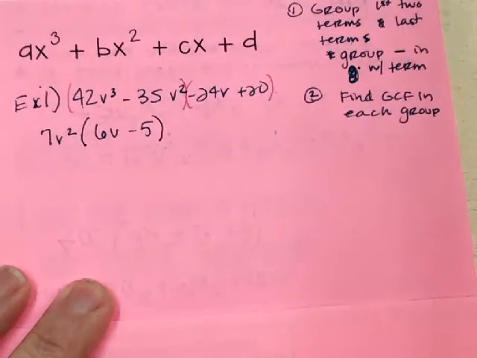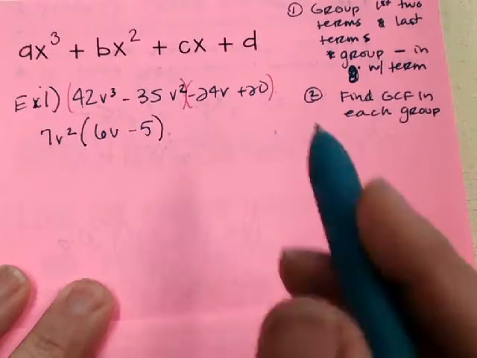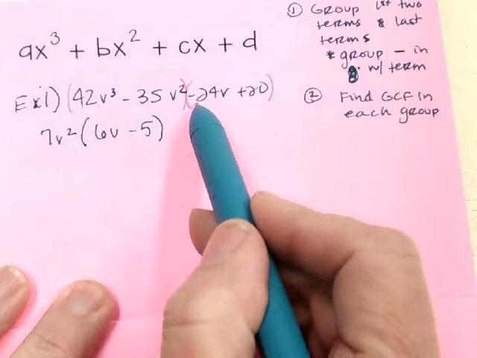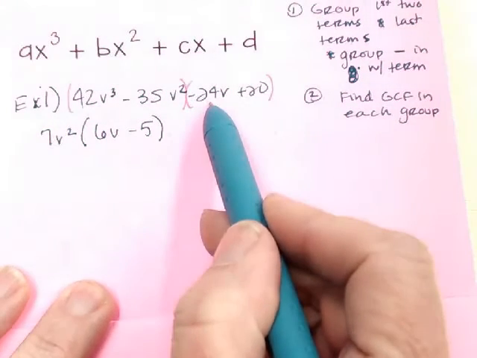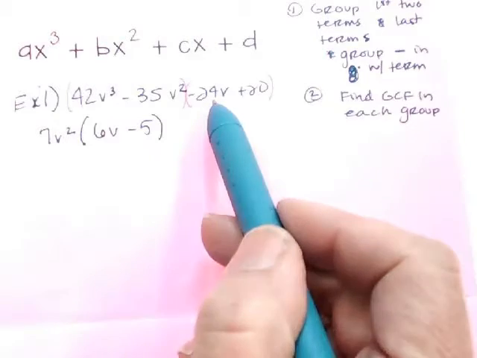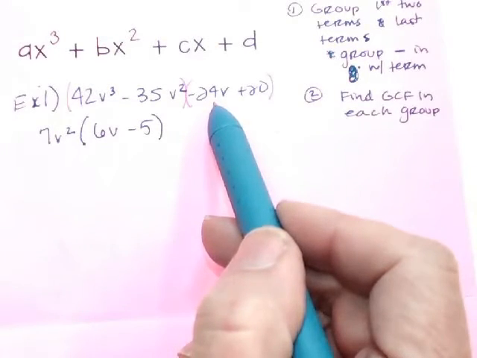Ooh, that just went totally white. In this group, I can take out, now that's a negative 24v plus 20. So let me turn on the lamp and see if that helps. Probably not. That might have made it worse.